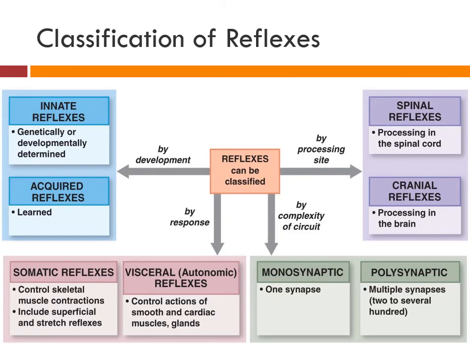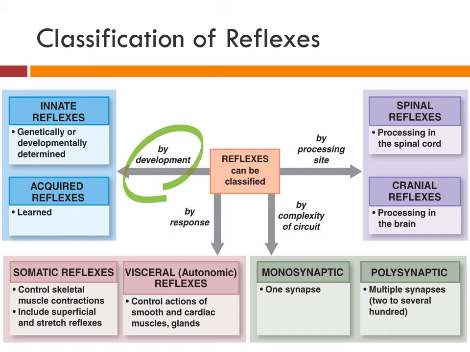Our reflexes can be classified in 4 different ways. The first way is by development. Innate reflexes you are born with. They are genetically or developmentally determined. So you're born with that reflex, or it develops very early on. Those would be considered innate reflexes.